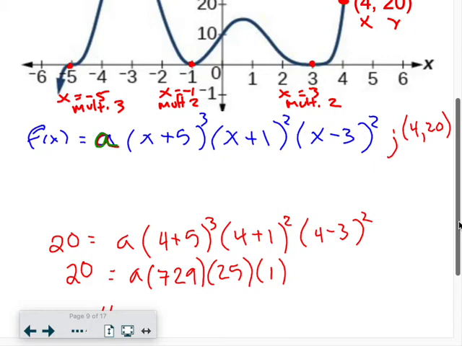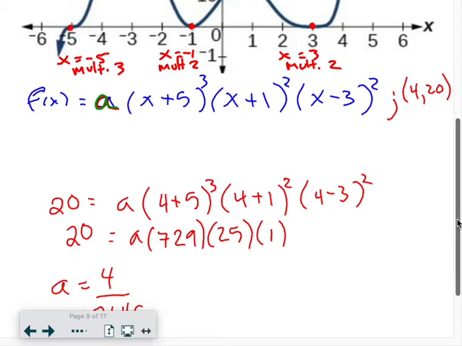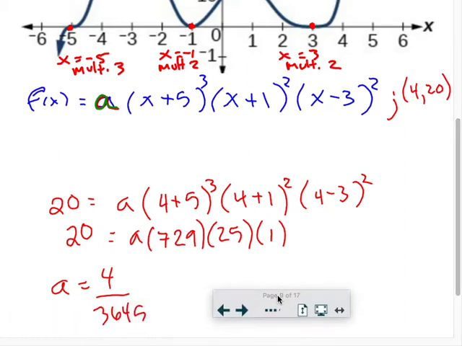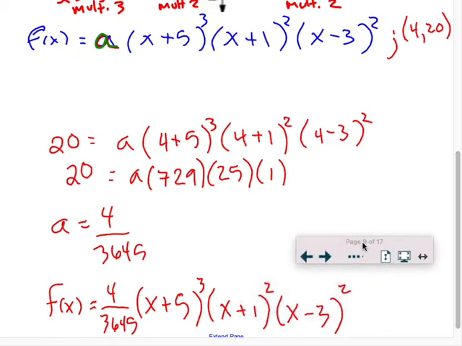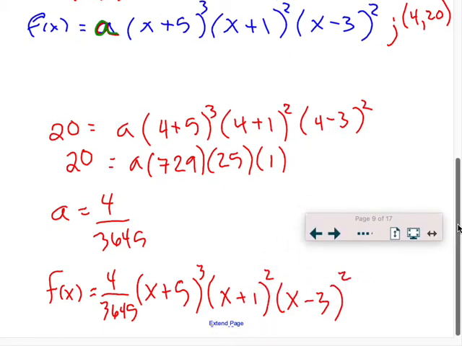So what we're going to do is substitute (4, 20) into our polynomial, solve it for a, and as we work it out, we end up with a equals 4 over 3,645. Leave it as a fraction that's simplified, and we're going to substitute that into the a value and just leave our function as is here. And that's an exact equation given the information, assuming that it's multiplicity 3, 2, and 2 for the given zeros, x-intercepts there. And that's it for this one.